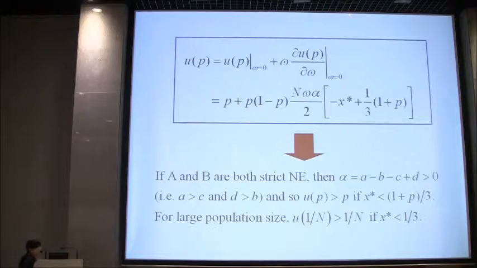By solving the above equation, we can get the expression of U(p) under weak selection. If A and B are both strict NE, then alpha is bigger than 0 here, and so U(p) is bigger than p if X star is smaller than (1 minus p) over 2. For large population size, then we get the one-third law: U(1/N) is bigger than 1 over N if X star is more than 1/3.